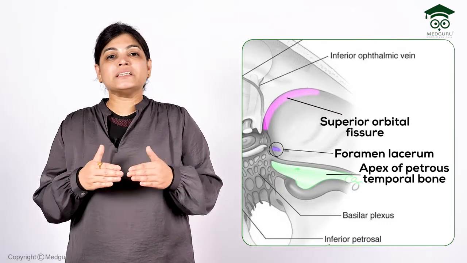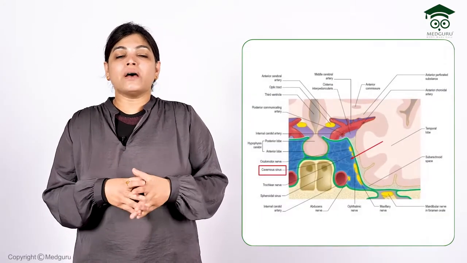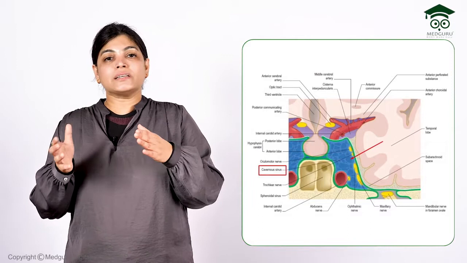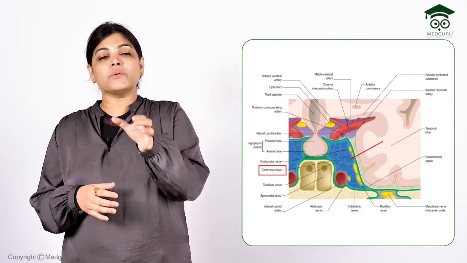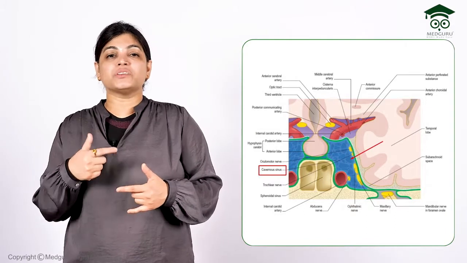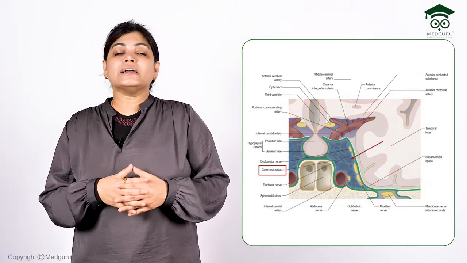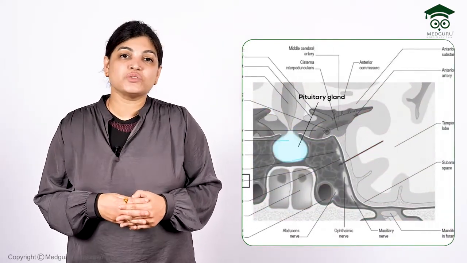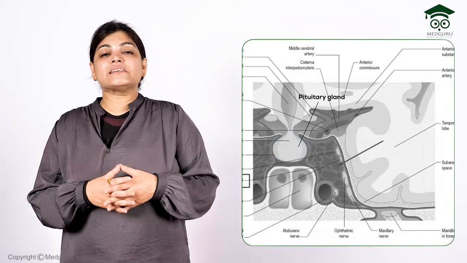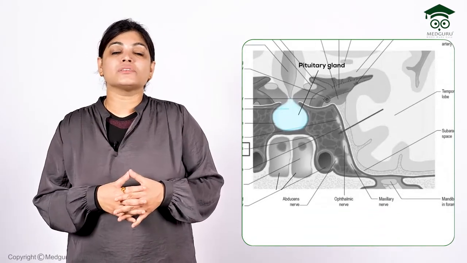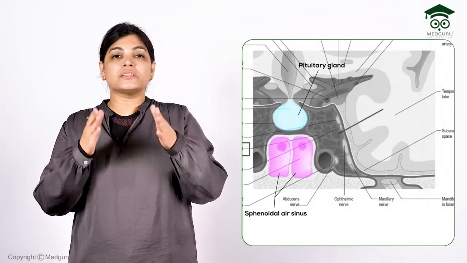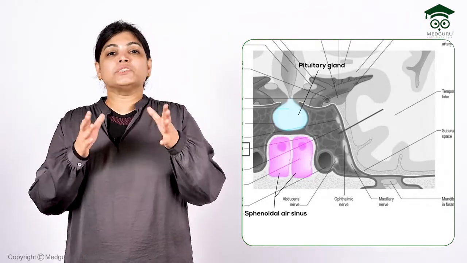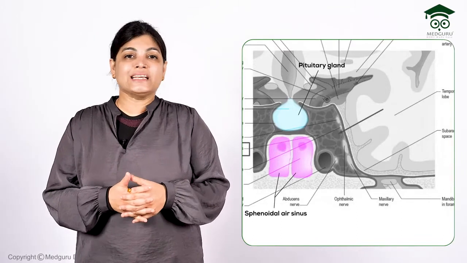Now coming to medial and lateral. As we know, this cavernous sinus is located on either side of the body of sphenoid. In the middle of the body of sphenoid, there is a hypophyseal fossa, and in this hypophyseal fossa lies the pituitary gland. So medially it is related to the pituitary gland and also to the sphenoidal air sinus. Two structures compose the medial relation. What are they? Pituitary gland and sphenoidal air sinus.